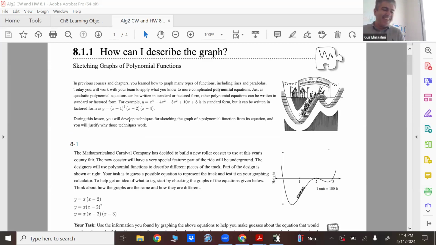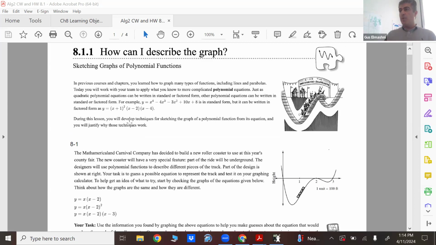Okay. Anyway, let me read this paragraph first, guys. So quiet down, please. In previous courses and chapters, you learned how to graph many types of functions, including lines and parabolas. So you guys have done that, linear functions, quadratic functions. Today we're going to focus on some a little more complicated polynomial equations.